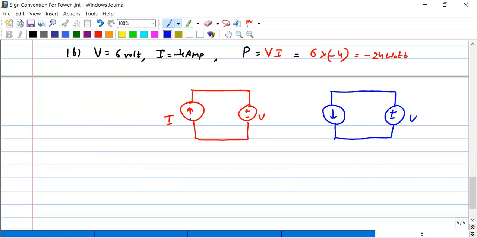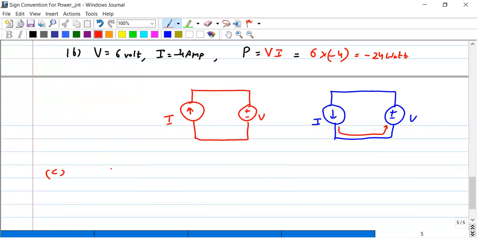But in the original circuit, this was the polarity, this was the direction of current given to you, and its value was I. Now if you say that I is minus 4, that means compared to the original circuit, the direction of I will be like this. This will be I now. Now you see, current is going like this, and it is entering the negative. So whenever current enters the negative terminal, power is being delivered by this source. And that is what you got, minus 24 watts, means power is being delivered by the source.